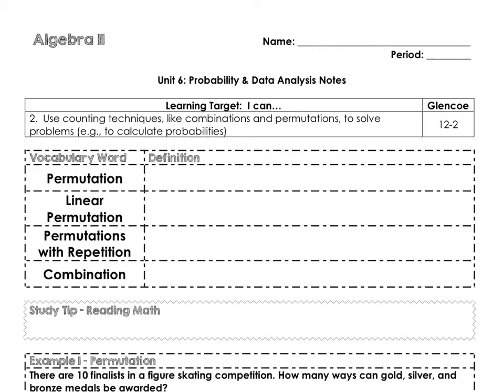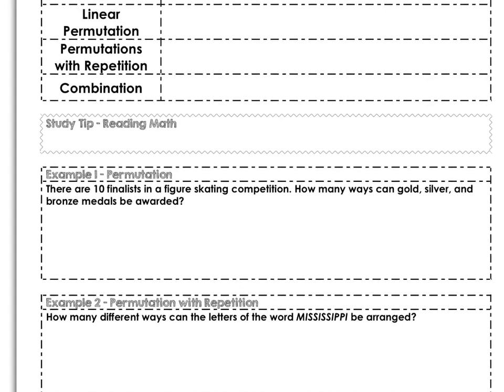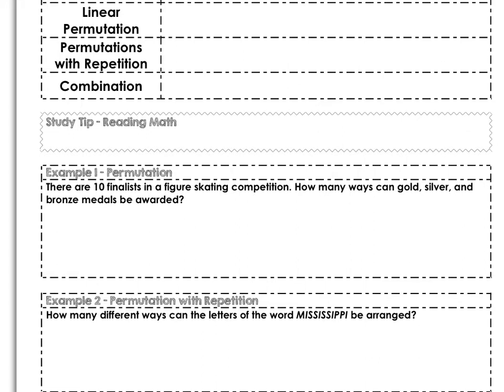All right, this is your next video all about permutations and combinations. It'll be extremely important that you differentiate between the two. So in our first example, there are 10 finalists in a competition. How many ways can you get gold, silver, and bronze medals awarded? So you have a gold, a silver, and a bronze.